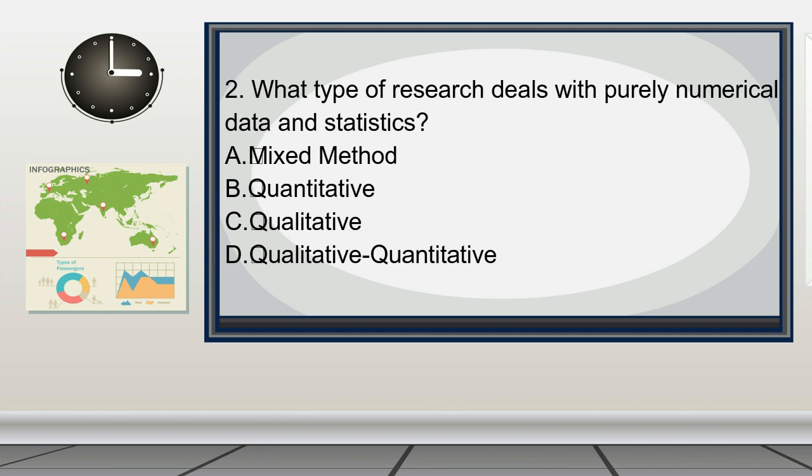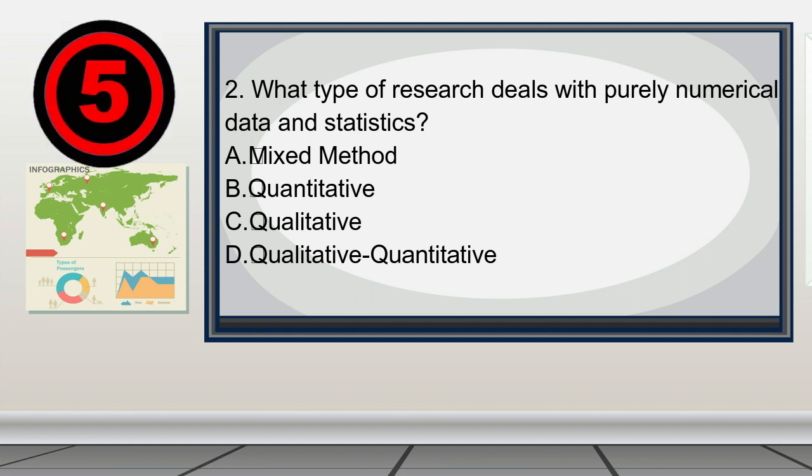Two. What type of research deals with purely numerical and statistics? A. Mixed method. B. Quantitative. C. Qualitative. D. Quantitative qualitative.